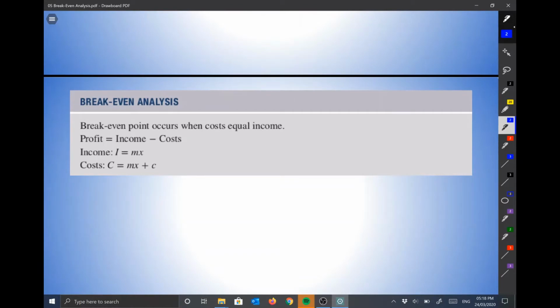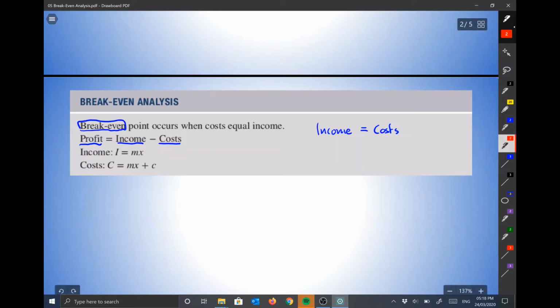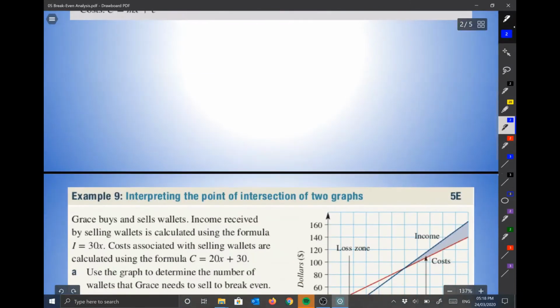We are going to be looking at the break-even point, where income is equal to costs, and what happens after we reach that point, which is profit, when costs are now less than income. We're going to have two equations like these two here that we're going to be able to plot, and the intersection where income equals costs will be our break-even point. We'll do a couple of examples and I think this will become a bit clearer.